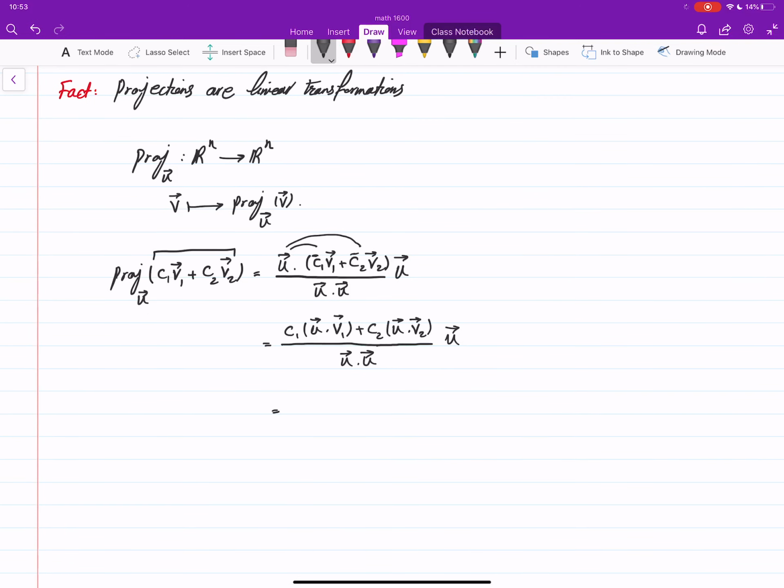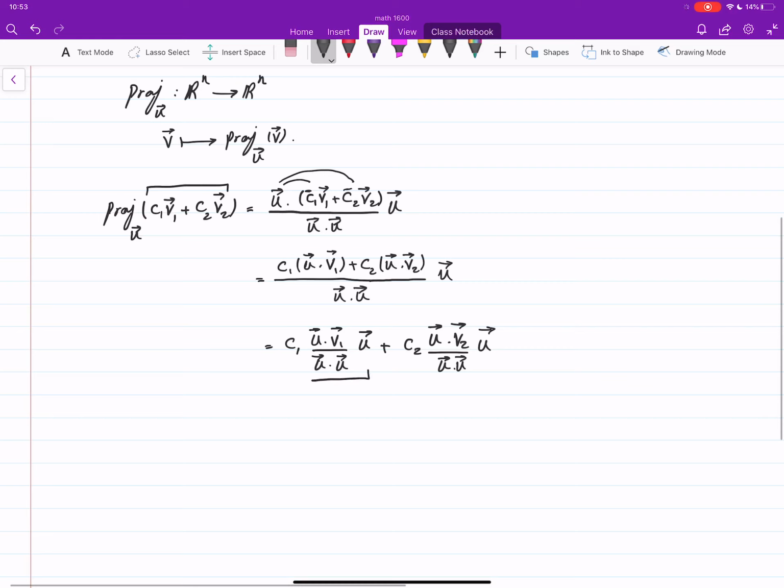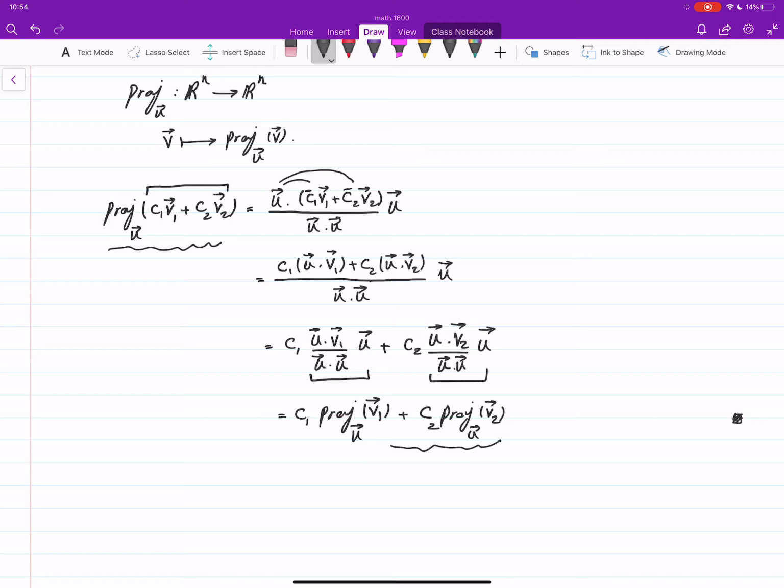Now we can separate denominator and we will have c1 u dot v1 over u dot u, then scalar multiplied to u, plus c2 u dot v2 over u dot u scalar multiplied to u. This piece here is projection of vector v1 over u, then scalar multiplied c1 to that, and this one here is projection of v2 over u scalar multiplied by c2. And this is what we were looking for. Projection of a linear combination is linear combination of the projections.